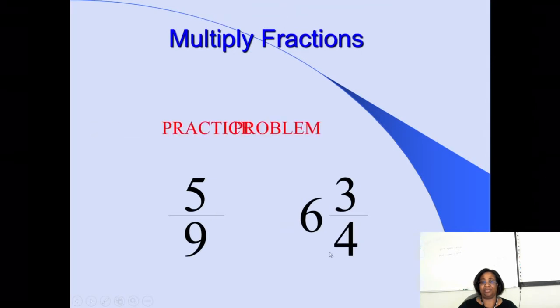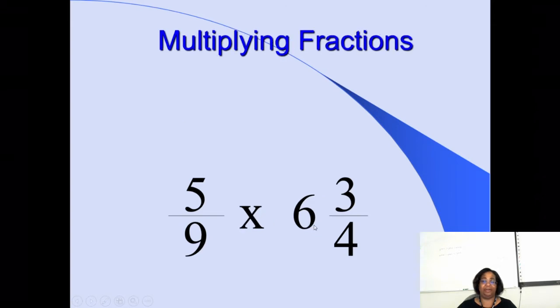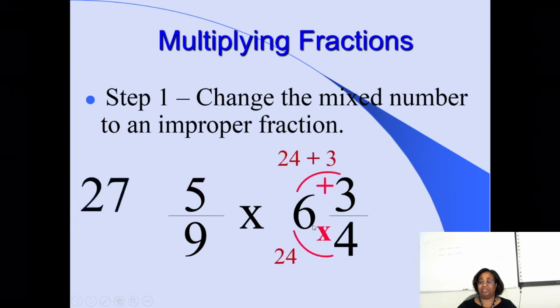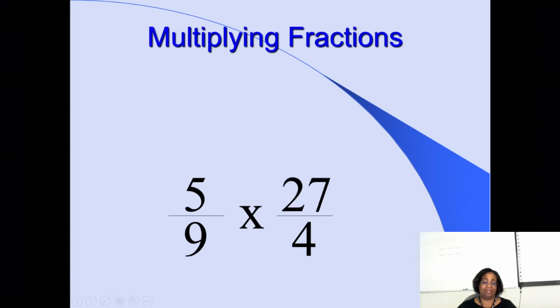What should I do first in this problem? Okay. And what is the improper fraction for 6 and 3/4? 4 times 6 is 24, plus 3 is 27. Keep the same denominator, which is 4. So 27/4. You keep the same denominator. I'm going to just rewrite it.